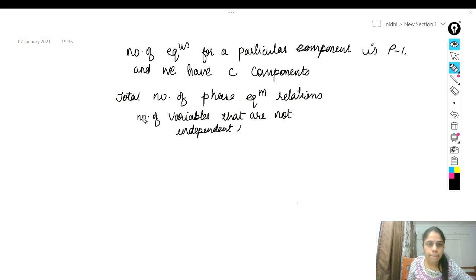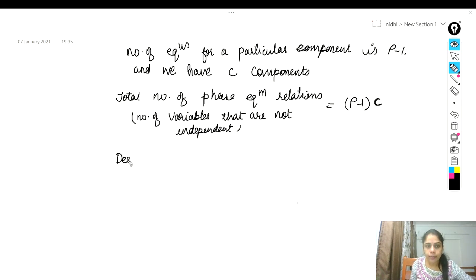And this is given by P minus 1. So these are the phases, how many components are there? C. So the number of degrees of freedom is the number of variables minus the number of equations among variables.